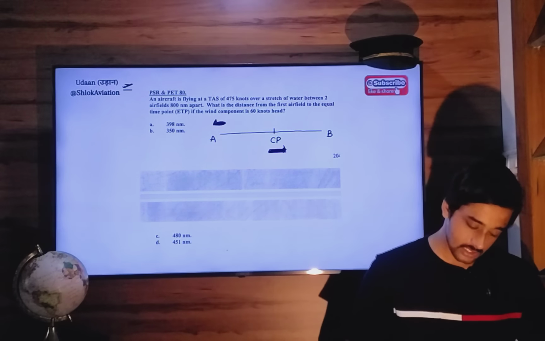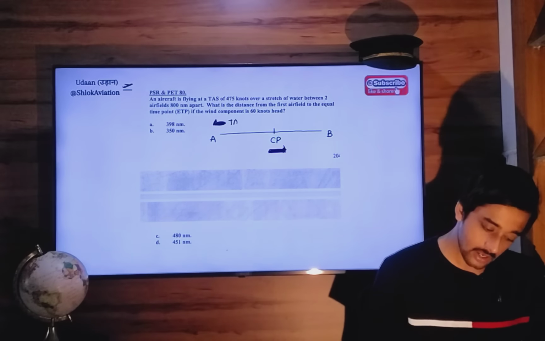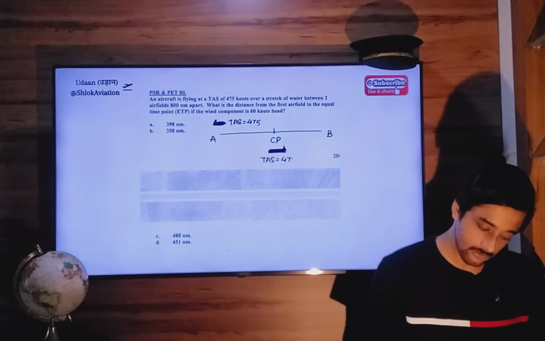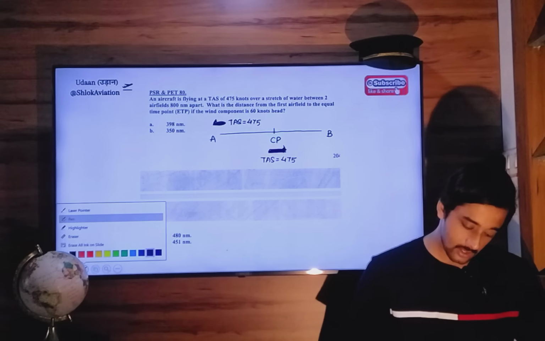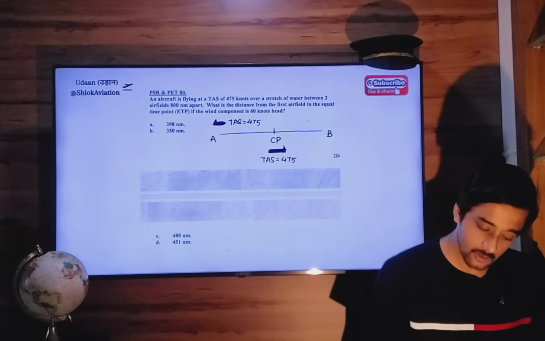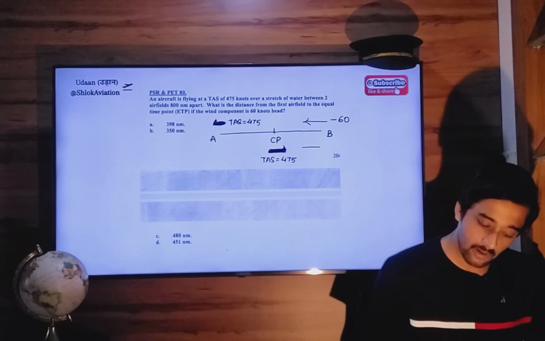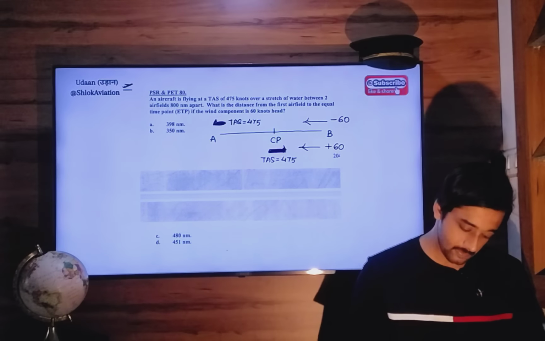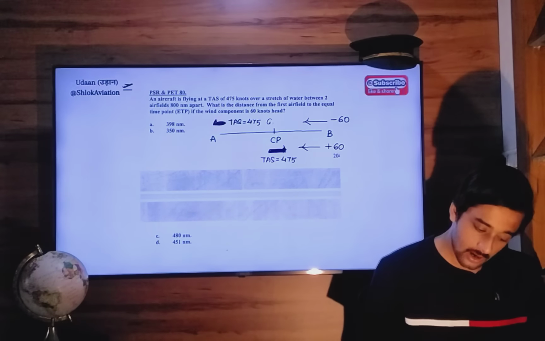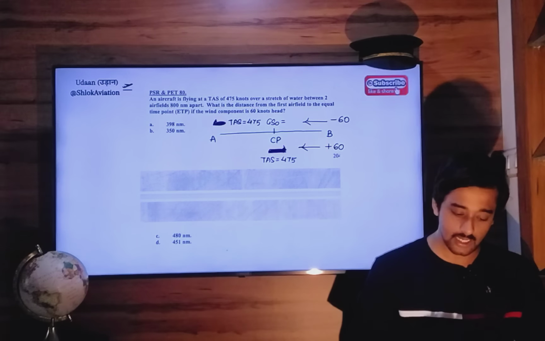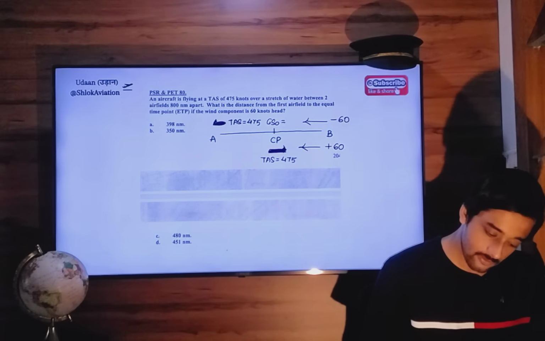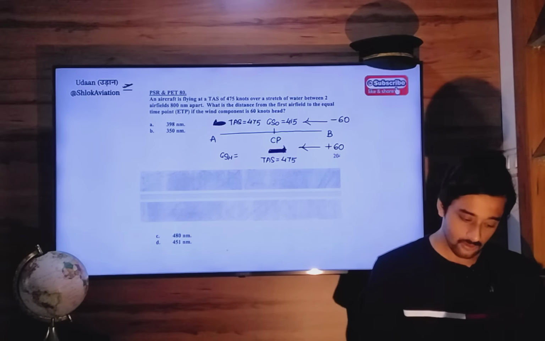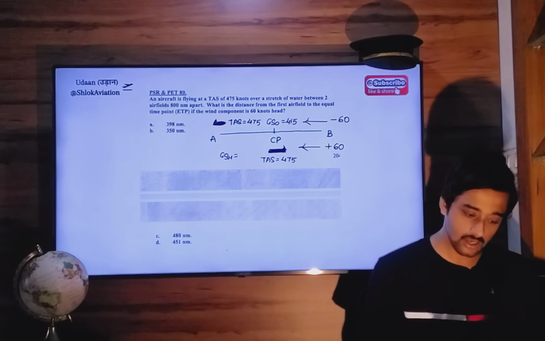Next. True airspeed of your aircraft is 475. Now you're faced with 60 knots headwind on the outbound leg. So on the homebound leg, that same wind will function like a tailwind of plus 60. So outbound ground speed will be 475 minus 60, 450. Homebound ground speed is true airspeed 475 plus 60, 535.